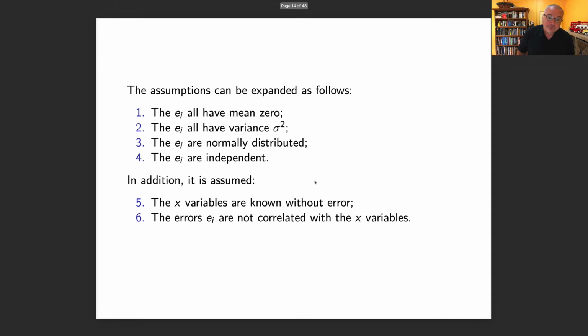Simple as that. In addition, we're also going to assume that the x variables are known without error. We've never really talked about this in your courses, but basically I'm saying my predictors are known and there's no error in them. You can actually have more complicated models where your x variables, instead of being fixed constants, have error terms as well. And the other thing is that the errors e_i are not correlated with the x variables. There's no relationship with them. That is, for example, your measurement error e_i doesn't depend on the value of your predictor.